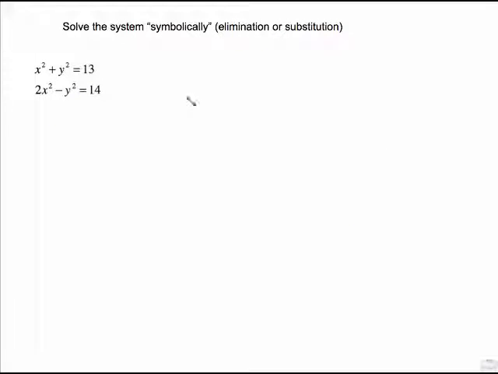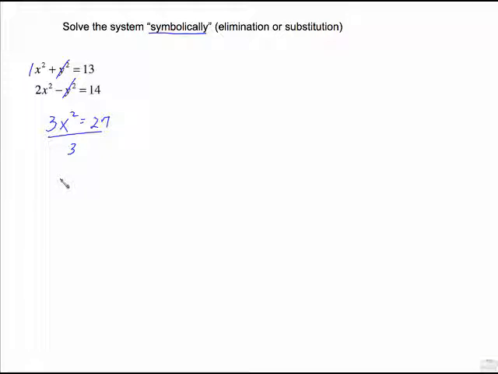The next two problems are asking us to solve these algebraically. The directions say this solves symbolically, but what they really mean is you need to use elimination or substitution to solve these. We did these before, and now we're doing them with the squared values. Very easy to use elimination on this. If you add these up, the y squareds just totally cancel out. Remember, this is a 1. 1x squared plus 2x squared is 3x squared equals 27.